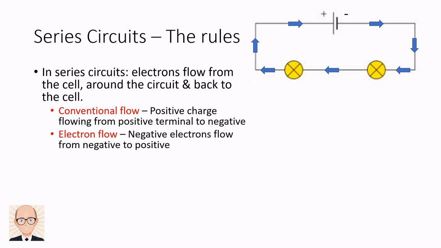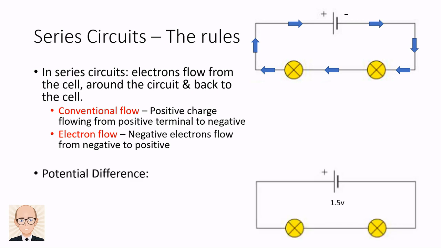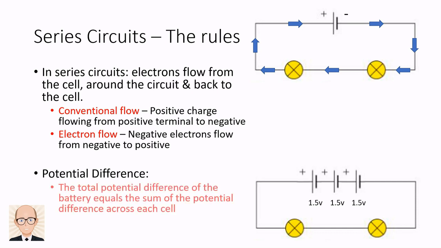The battery or cell transfers energy to the electrons, causing them to flow through all parts of the circuit one after the other. If we increase the number of cells in the battery, the electrons receive a push from each of these cells. The potential difference of the battery will now equal the sum of the potential differences of each cell. The total energy transferred from the battery is shared between all components in the series circuit.